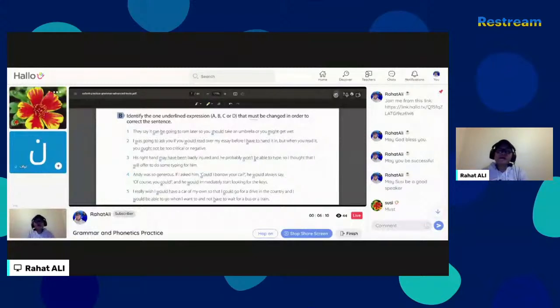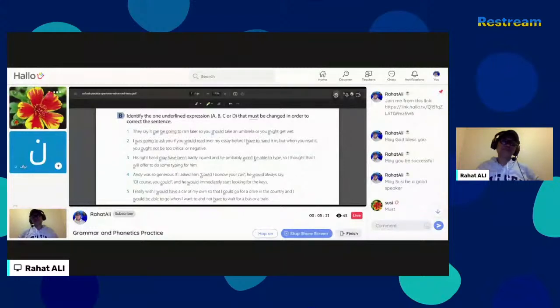Okay, teacher. Number one, they say it can be going to rain later, so you should take an umbrella or you might get wet. I think it's wrong. Which one? B, teacher. B, because going is a verb. You cannot use the B. So what should you use? Is it right, teacher?